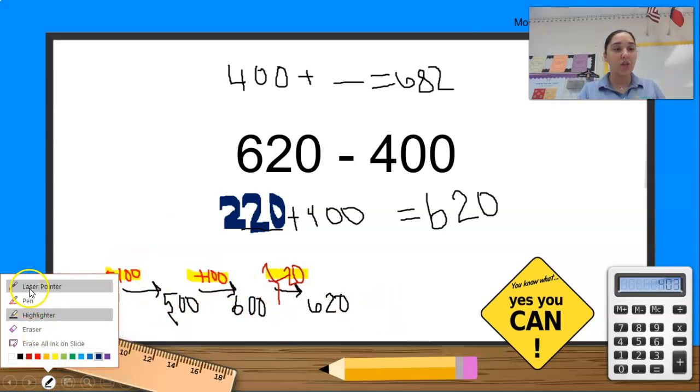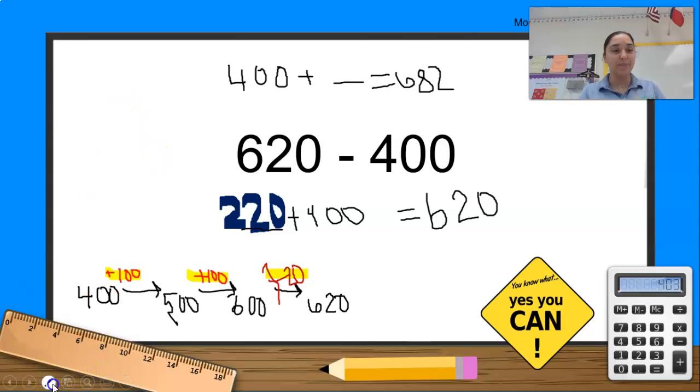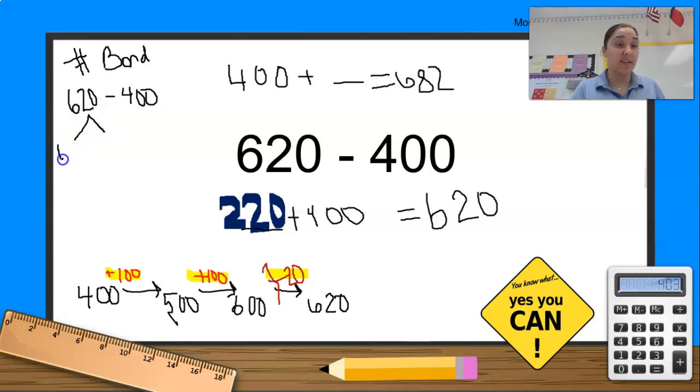I can also solve it using the number bond. Watch. I have 620. I want you to look over here, and I'm going to label it number 1. 620 minus 400. So I'm going to break apart by hundreds and tens. 620. Then I subtract the hundreds. I'm checking, boys and girls. Do you guys think I'm going to get the same answer?